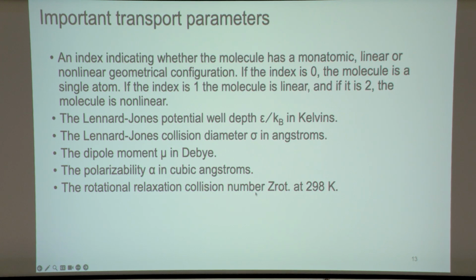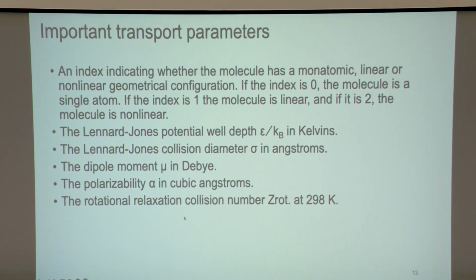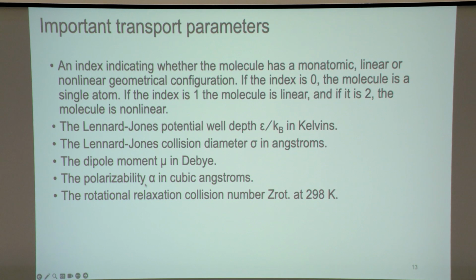So if you look at a transport file for Chemkin or Cantera, it's these five numbers, okay? And in order: potential well depth, collision diameter, dipole moment, polarizability, and rotational relaxation number. This has to be provided for every species in your model. Radicals, neutral species, and so on.